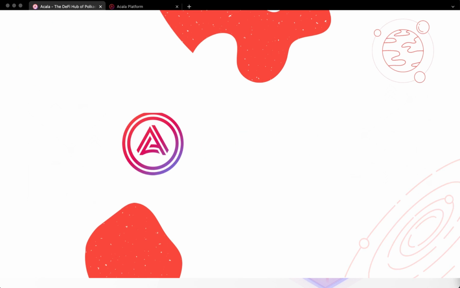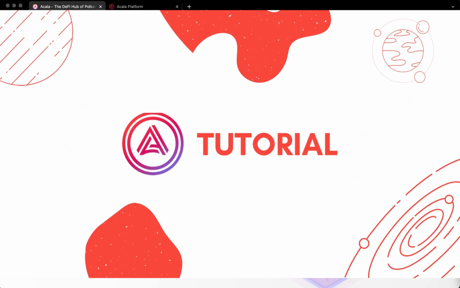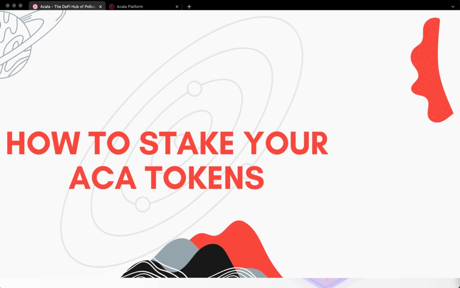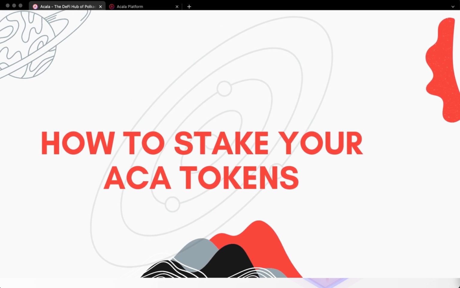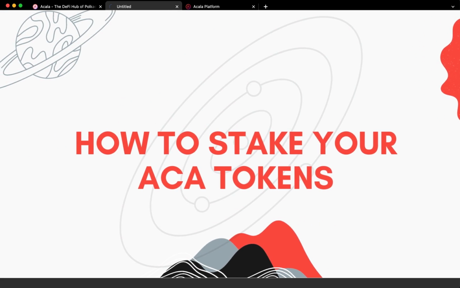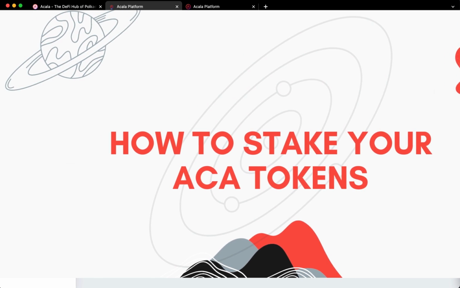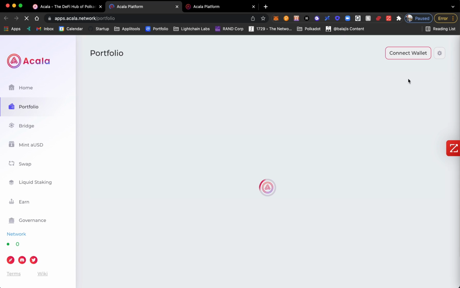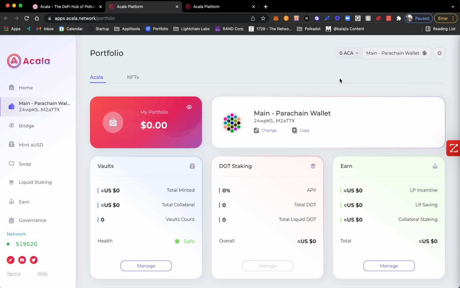What we are going to be talking about today is the Acala staking platform. So we are going inside of the Acala app, and we are going to stake our ACA tokens for compounding our rewards. So inside of our portfolio, we'll be able to go ahead and navigate to earn.